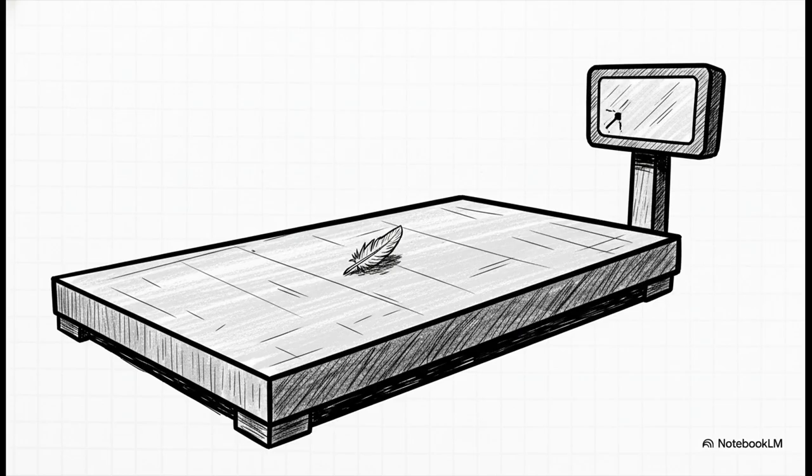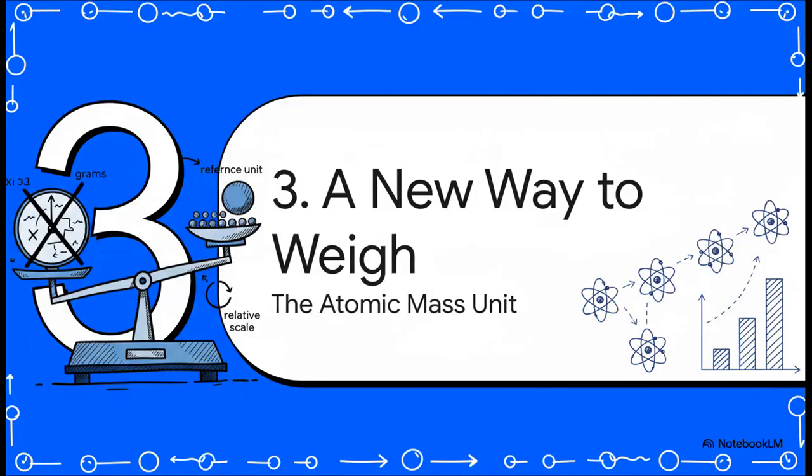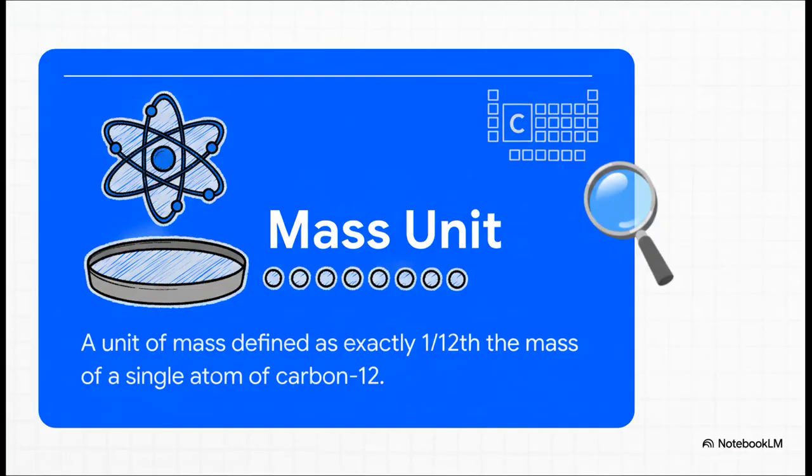So, what do you do when your unit of measurement is way too big for the job? Well, you invent a new one. And the solution they came up with? It was absolutely brilliant. Instead of trying to find the absolute mass of every single atom in grams, they said, hey, why don't we just weigh them relative to each other? They basically created a whole new measuring system just for atoms. And they called this new unit the Atomic Mass Unit, or AMU for short.